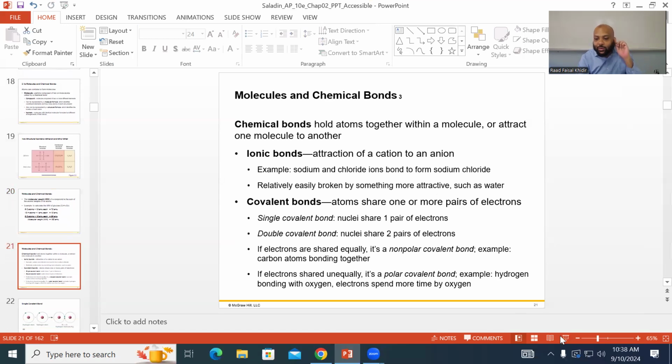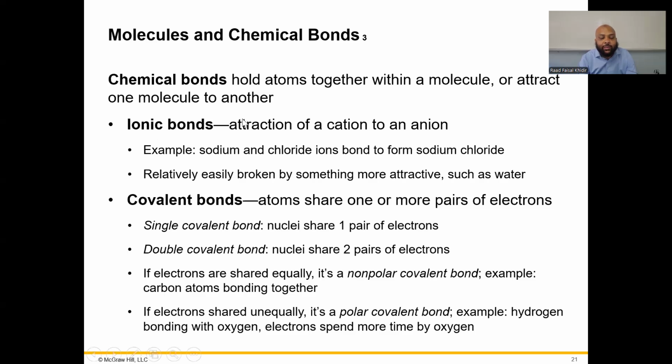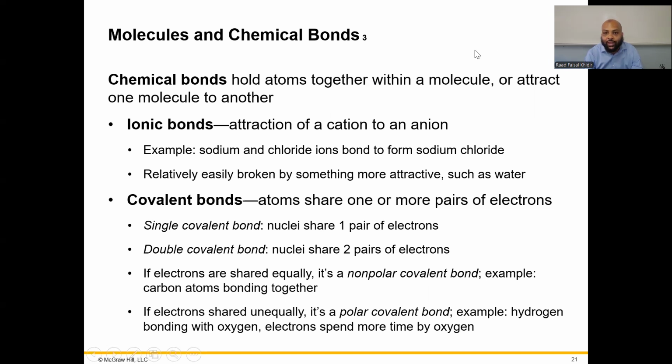Okay, now let's talk about the chemical bonds. Chemical bonds hold the atoms together within a molecule, or they attract one molecule to another.